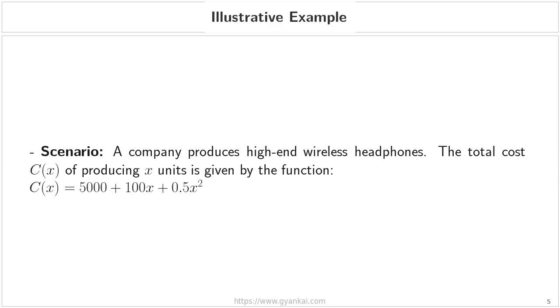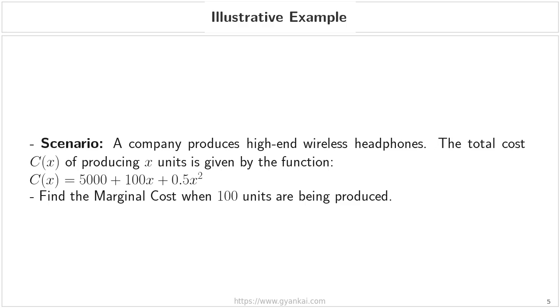The mathematical expression for this cost is C of X equals 5,000 plus 100X plus 0.5X squared. In this equation, the 5,000 represents the fixed costs we discussed earlier, while the remaining terms account for the variable costs. Our specific objective for this example is to find the marginal cost at the moment the company is producing 100 units. As we learned in the previous slides, this will tell us the approximate cost of producing the 101st unit. Let us now move to the next slide to solve this step-by-step.